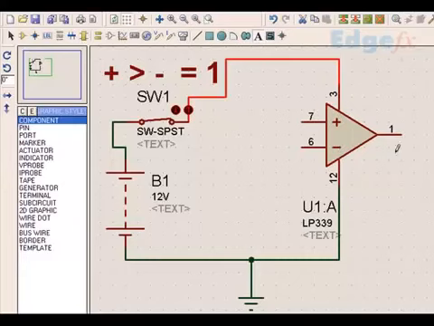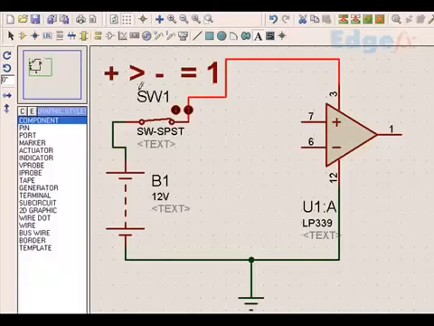Such operational amplifiers are available in ICs, either one operational amplifier in an IC, two operational amplifiers in an IC, or four. For the convenience of our understanding here, we have taken one of the four operational amplifiers in an IC called LM339. Now let's see how it behaves when we start using it as a comparator.